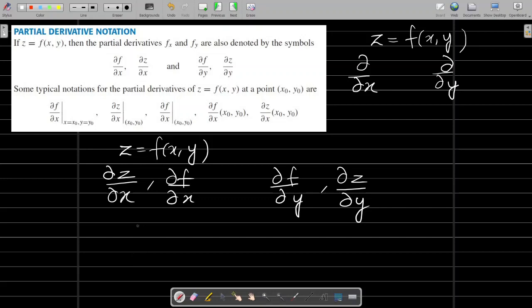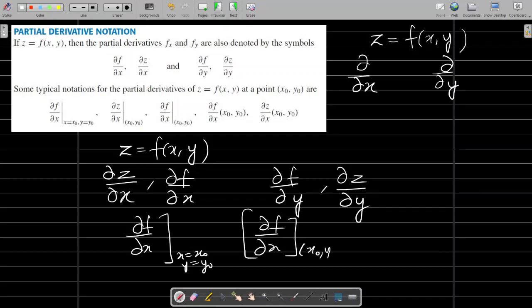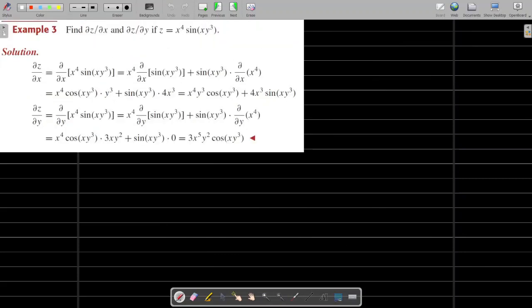Now if I want to evaluate these partial derivatives at a given point, I can use any of these notations. For example, I can write dou f by dou x at the point x equals x naught, y equals y naught, or in these other forms. Similarly, I can use all these notations with z also. So I can use any of these notations to denote the partial derivatives at a given point x naught, y naught. Now we will use the product rule and such in evaluating partial derivatives.